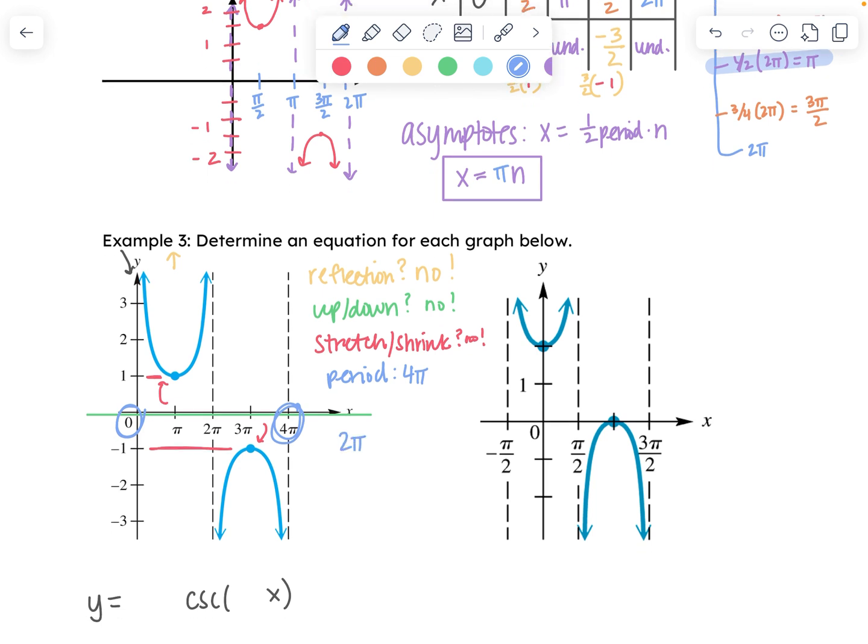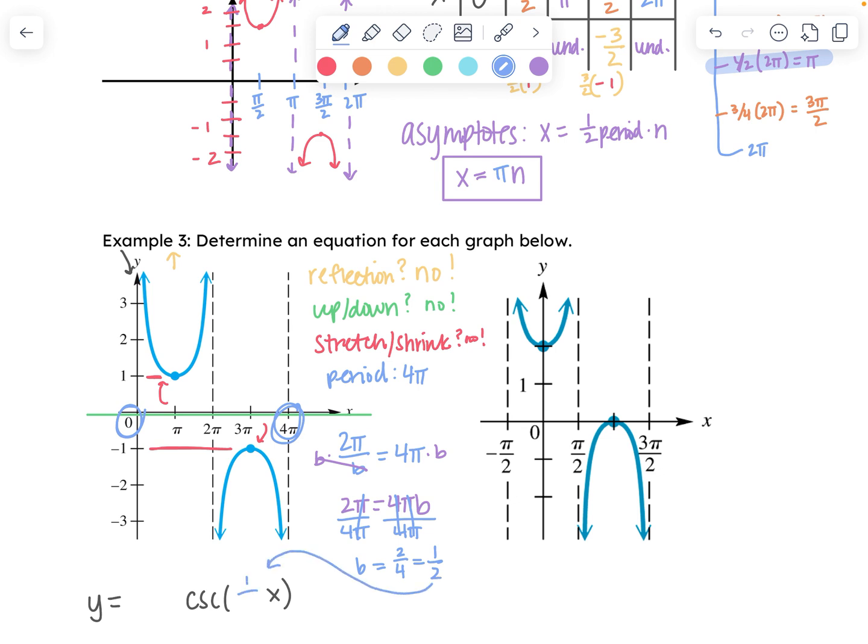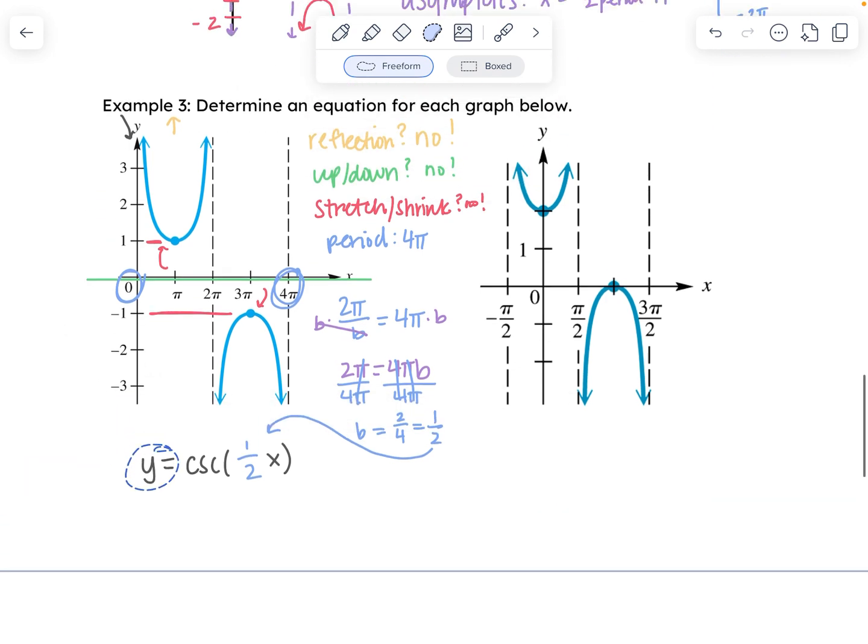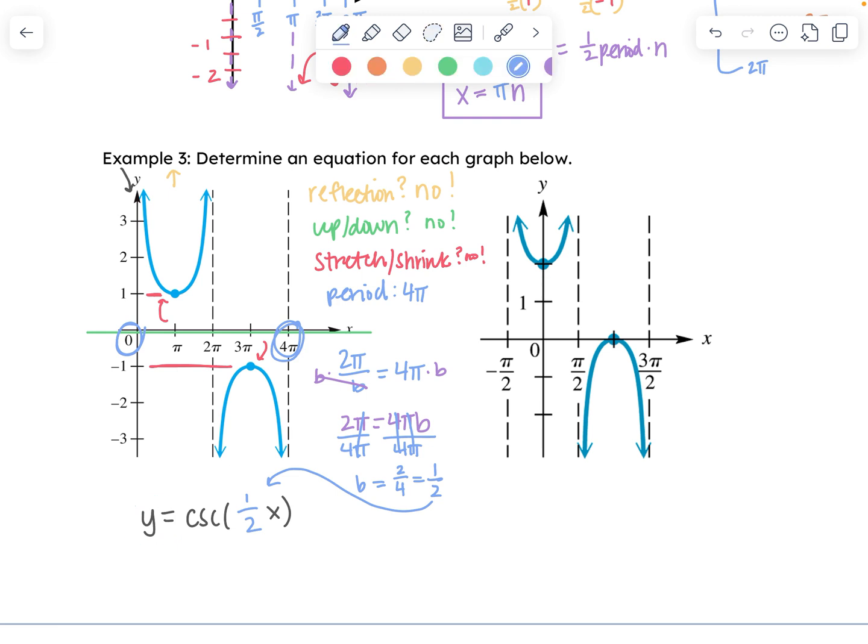So this is where I do the 2 pi over b has to equal that new period. So you can multiply both sides by b. So you get 2 pi is equal to 4 pi b. And then I'm going to divide both sides by 4 pi. And the pi's cancel and I get 2 over 4, which simplifies to 1/2. So that needs to go in my equation right in front of my x. But since we don't have any other transformations, there's nothing else that's going to go in my equation. So that's it. It's just y equals the cosecant of 1/2 x.